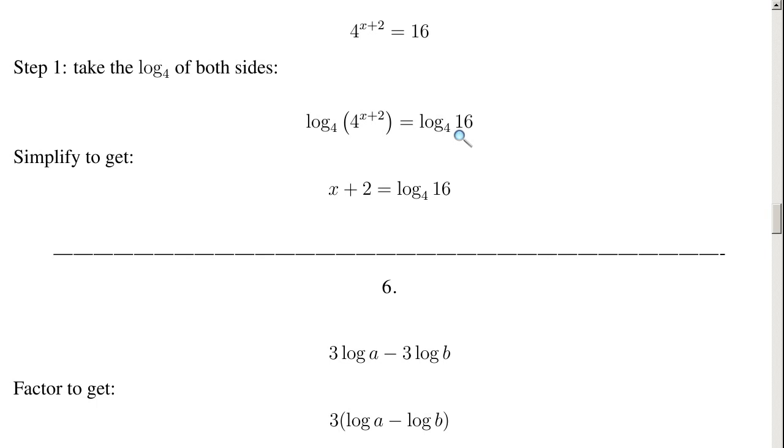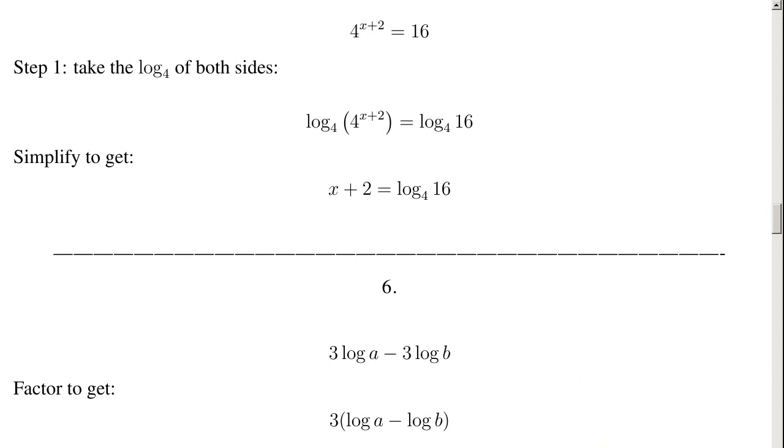Simplify to get x plus 2 equals log base 4 of 16. Now the reason this works is because the log base 4 cancels out the base. Log base 4 of 4 to the power of something just equals the exponent. So that's why that works. X plus 2 equals log base 4 of 16.